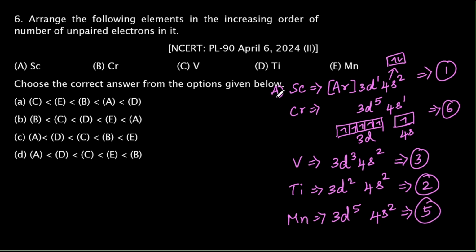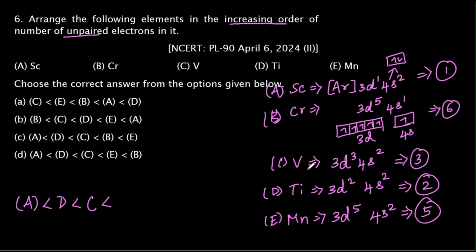So let us write the options A, B, C, D and E. Now we are going to write in increasing order of their unpaired electrons. The least is scandium, A. So A is the least. Then after scandium you have titanium, which has 2 unpaired electrons. So after A you have D. Then after D you have C, vanadium. Then after C you have E. Then you have B.